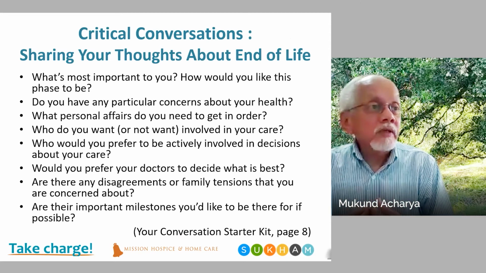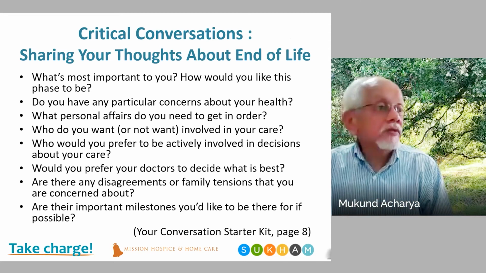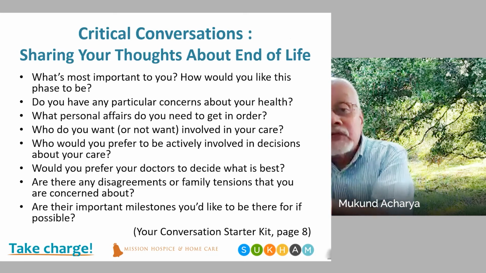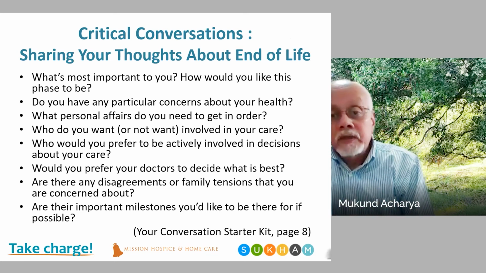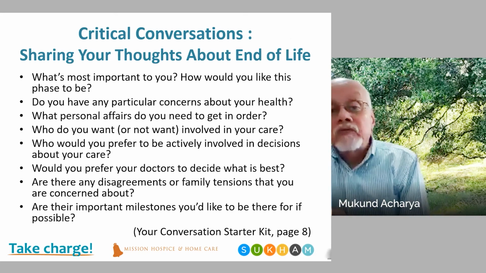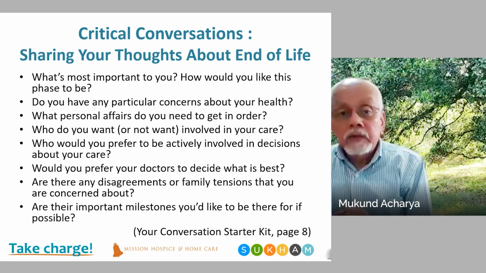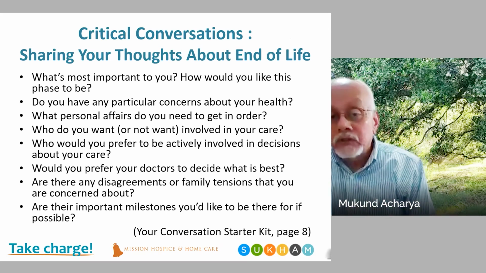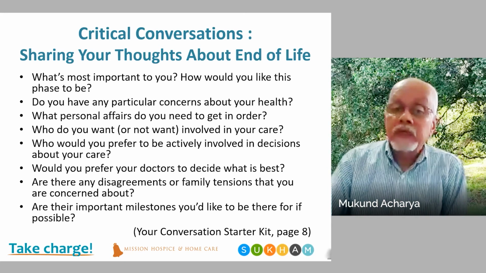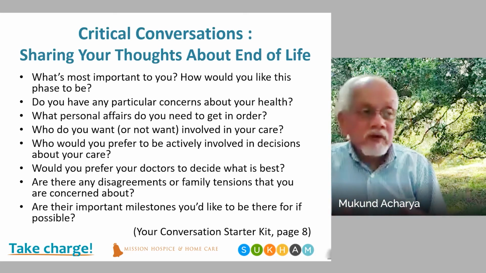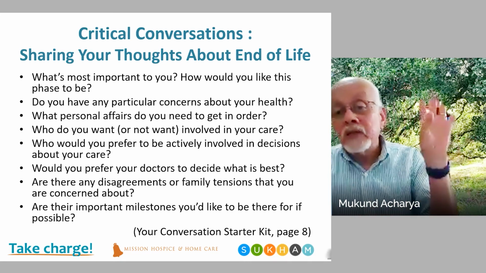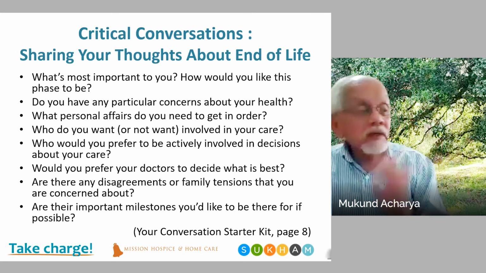What's most important to me? How would I like this phase? These are all the concerns about the health. These are the 5 or 6 personal things that I want to get in order, right? I don't want so-and-so to be involved in my care, right? I don't want this person to be involved in decisions. Make sure that this particular person does not participate. Make sure this particular person does. They're different. Every family is different, but these are the kind of things. Would you just let the doctor decide and let it be, right?